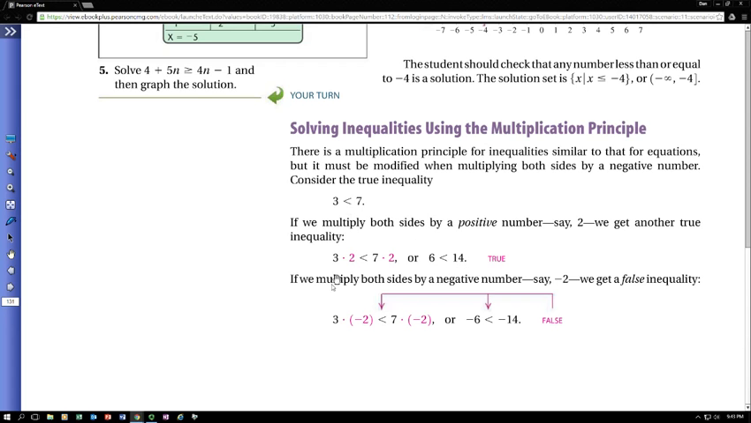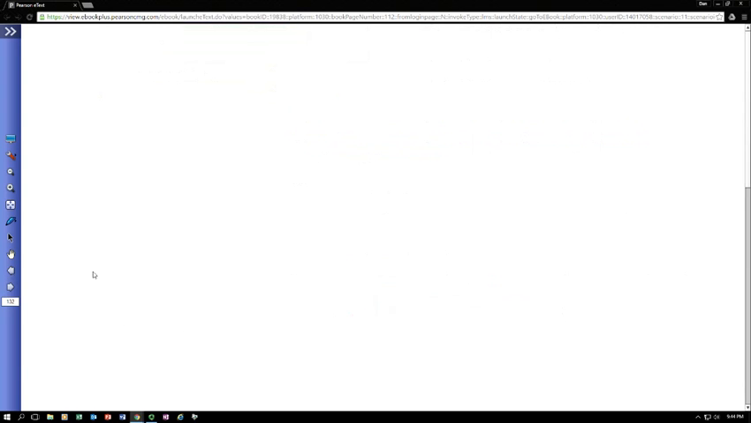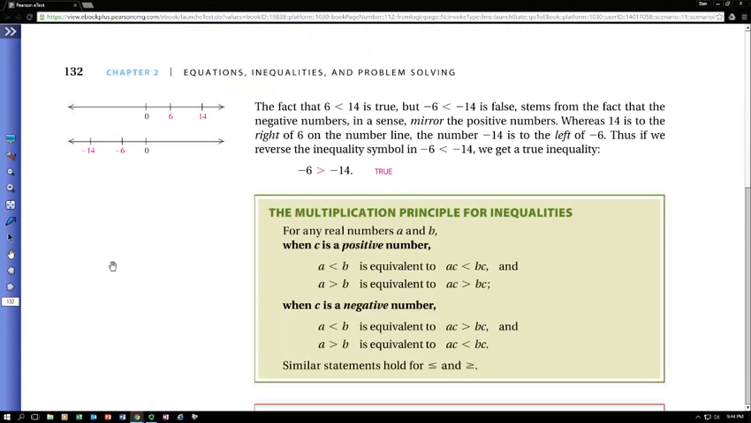But what if I multiply both sides by a negative 2? So here they're showing that, and they go 3 times negative 2 is less than or equal to 7 times negative 2. Or if I do the math, I get negative 6 is less than negative 14. Is negative 6 left of negative 14 on a number line? No, that's not true. What happens when we multiply or divide by a negative? We need to reverse the inequality symbol. And that's what they're trying to illustrate with those examples.